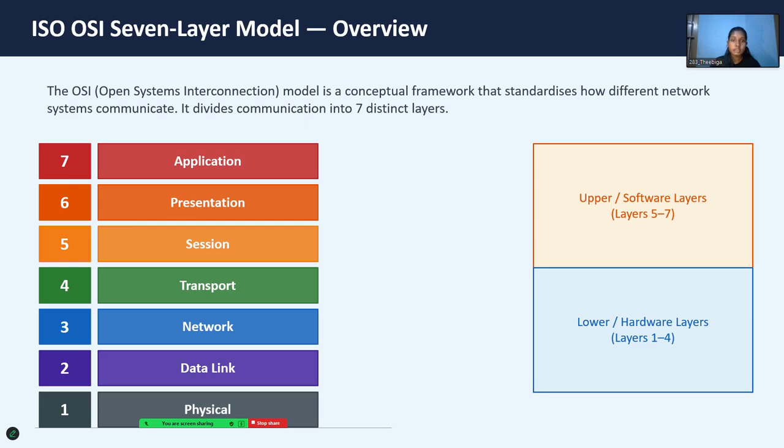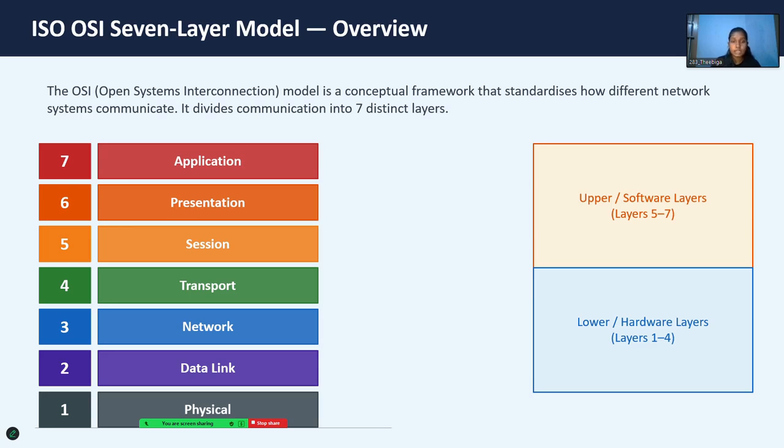Starting from the bottom layer is the physical layer, the most basic level, dealing with raw electrical signals, cables and hardware. Layer 2, data link, takes those raw signals and organizes them into meaningful frames, handling local device to device delivery using MAC addresses. Layer 3 network is where routing happens, where IP addresses come in and data finds its path across different networks. Layer 4 transport is about reliability, making sure data arrives fully and in the correct order.